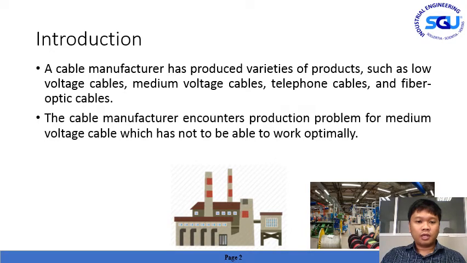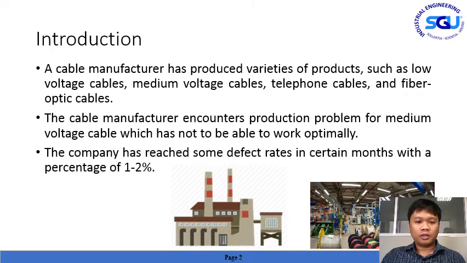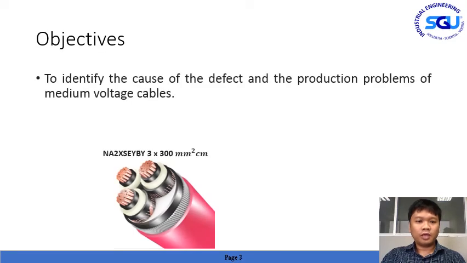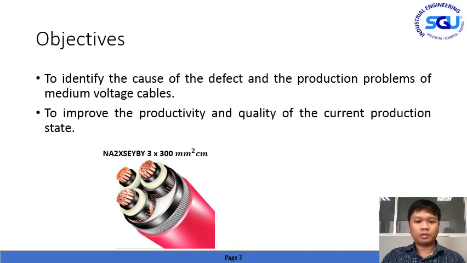But this manufacturer encountered a production problem, especially for medium voltage cable, which has not been able to work optimally. In addition, the manufacturer also got some defect rates in certain months with a percentage of 1 to 2%. So the objective is to identify the cause of the defects and the production problem of the medium voltage cable, and also to improve the production productivity and quality of the current production state.